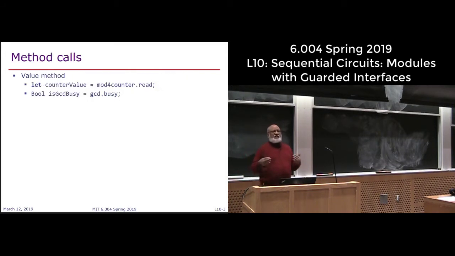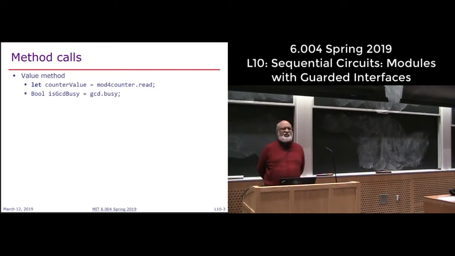Now let's look at it from the other side. Until now I was telling you about the definition. This is the interface of the method. How do we use them? Right? So what is the syntax and what is the idea behind using them? A value method, essentially a call to a value method, is simply an expression. So I can say, for example, counter value equals mod4 counter dot read. From now on, this value will be called counter value.